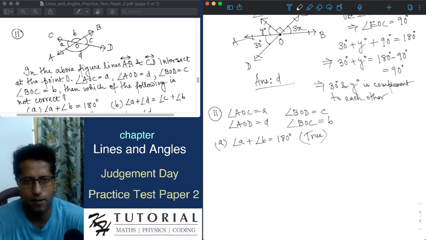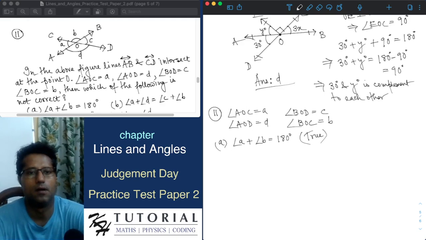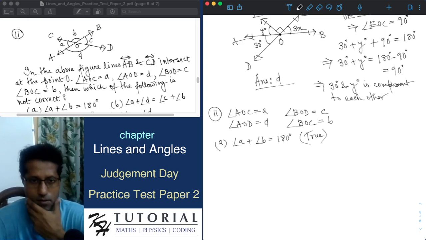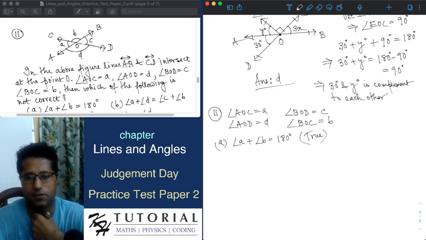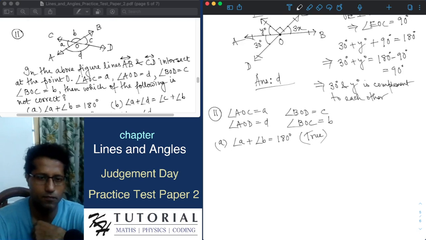That is, angle A is angle AOC and angle B is angle BOC, and these angles lie on the same side of the straight line AB, and they are forming a linear pair. So definitely we know that the sum of a linear pair of angles is 180 degrees. So angle A plus angle B is 180 degrees. This is true. So the question has asked, which of the following is not correct?